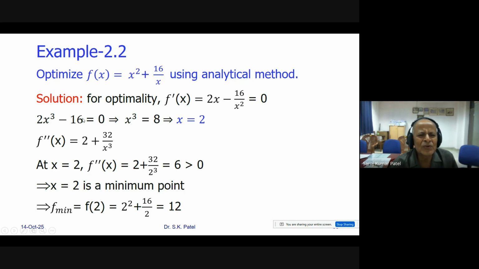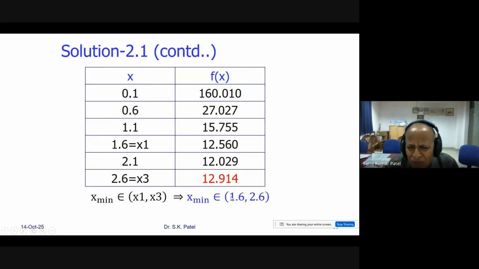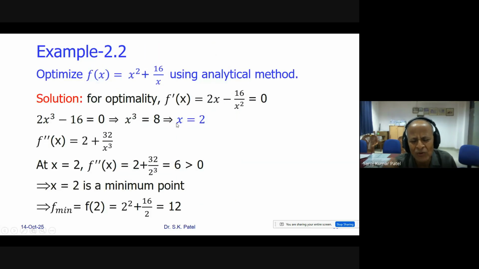So 2x cube is 16, x cube is 8, so x will be 2. So we have only one value, that is x equal to 2. This is a 100% accurate result. We can say accurately that f of x will be minimum at x equal to 2. And of course, we can also tell with 100% confidence that it will be minimum, not maximum.